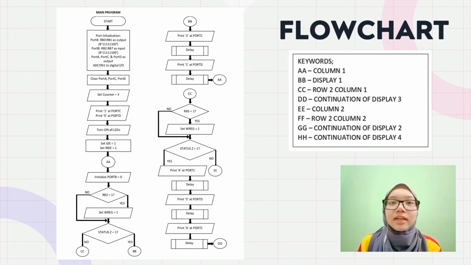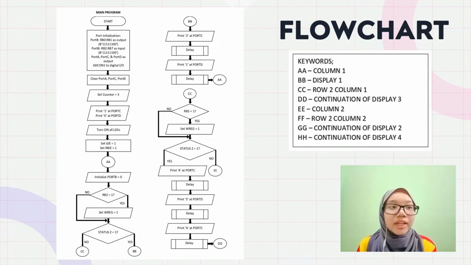Okay, next we move to the main program. First we initialize port B, port A, port C, and port D as input and output. Then we set port A, port C, and D as 0, and set the counter equal to 3. Then print 1 at port C, 0 at port D, turn on all LEDs, and enable the interrupt. After that, we move to column 1.